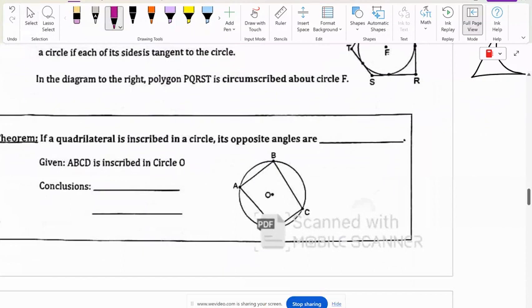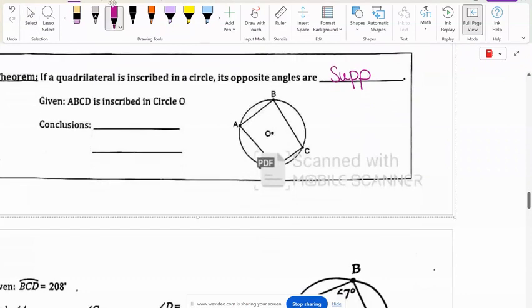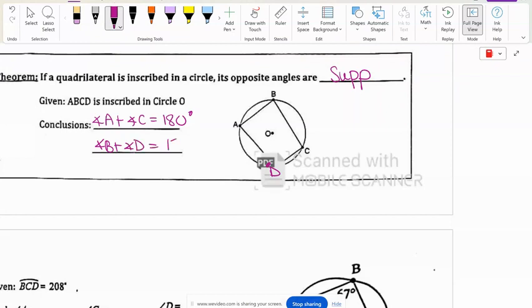All right, theorem. We're not going to do any proofs, but we will use this in algebra problems. If a quadrilateral is inscribed in a circle, its opposite angles are supplementary. So what does this mean? If I have quadrilateral ABCD inscribed in circle O, angle A plus angle C equals 180, and angle B plus angle D equals 180.